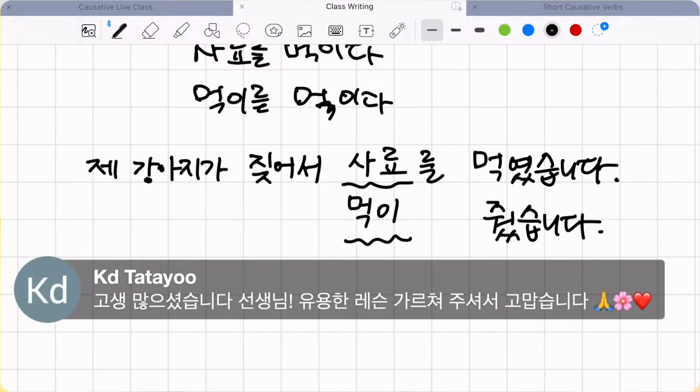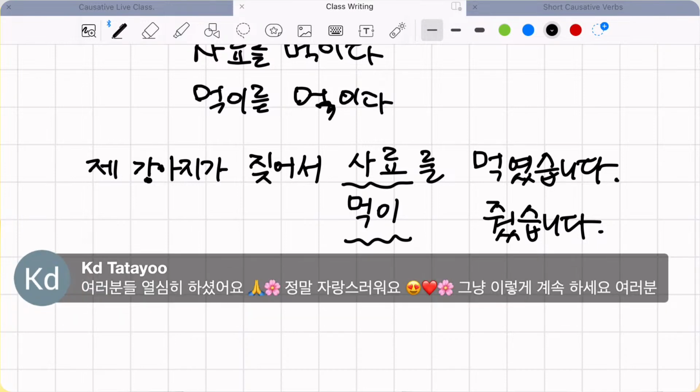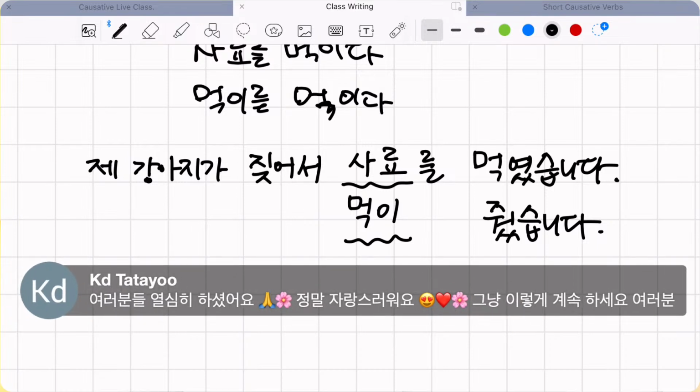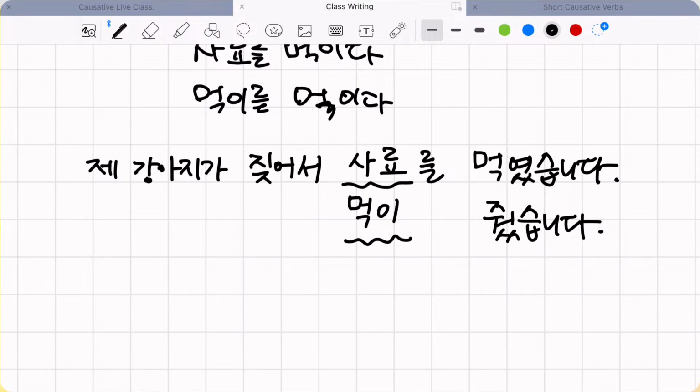그리고 탈리아님, 고생 많으셨습니다. 선생님, 유용한 레슨 가르쳐 주셔서 고맙습니다. 여러분들 열심히 하셨어요. 정말 자랑스러워요. 그냥 계속 이렇게 하세요, 여러분. 여기서 탈리아님 is giving you guys encouraging message. She's saying you guys did very well. She's very proud of you. Keep going like this. 그래서 thank you, 탈리아님.